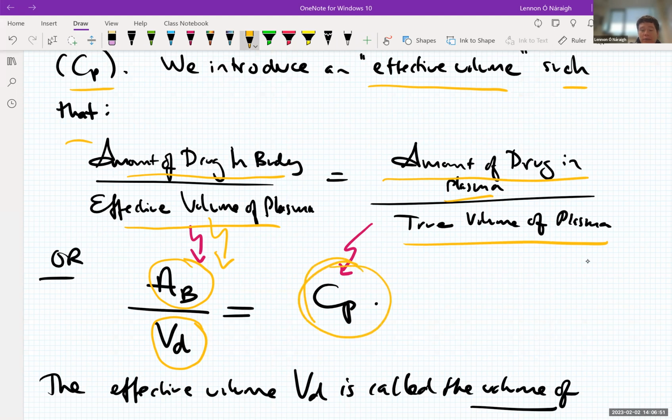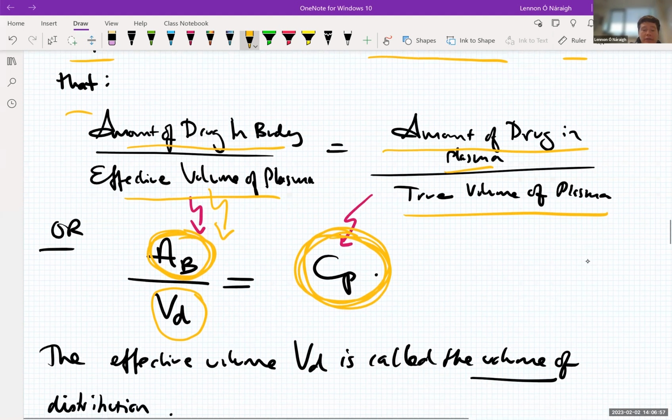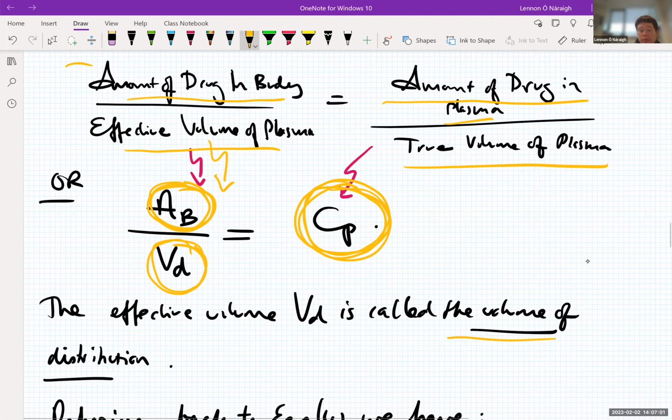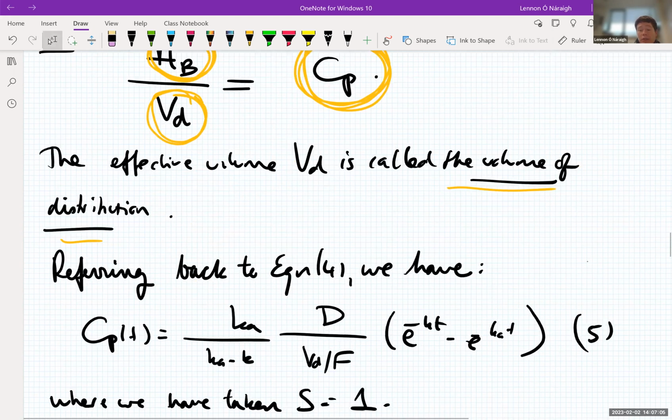So this is what we get from the data, and this is what we get from the model. They're related by this effective volume, VD. The correct term for this is the volume of distribution. Referring back to the model, which is for AB, I just divide the model by the volume of distribution, and I get CP.